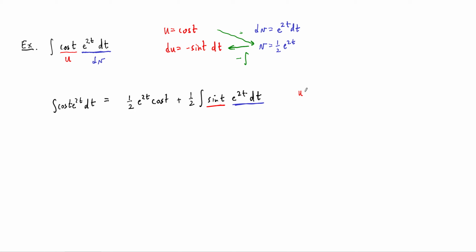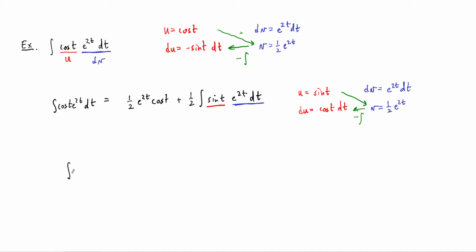So this one's going to be u equals sine of t. du is then equal to cosine of t dt. And then our dv, of course, is equal to e to the 2t dt. And v is the antiderivative, so 1/2 e to the 2t. And then we apply the algorithm: multiply, subtract the integral of these ones. Let's see what we get.